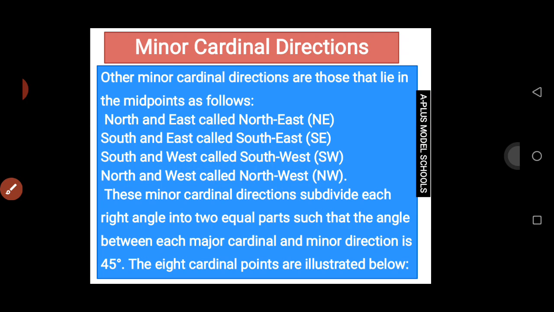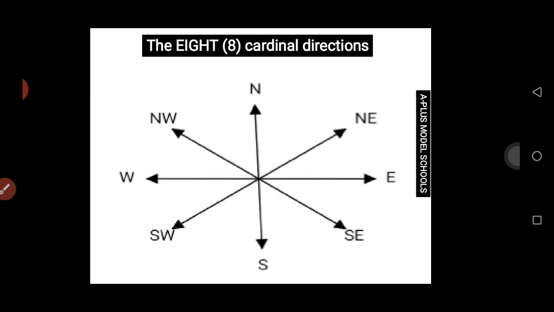So in conclusion, we have 8 cardinal directions, but we have 4 major ones and 4 minor ones. The major ones are north, east, south, and west, and the minor ones are northeast, southeast, southwest, and northwest. So you can see this diagram that is showing the 8 cardinal directions that we have.